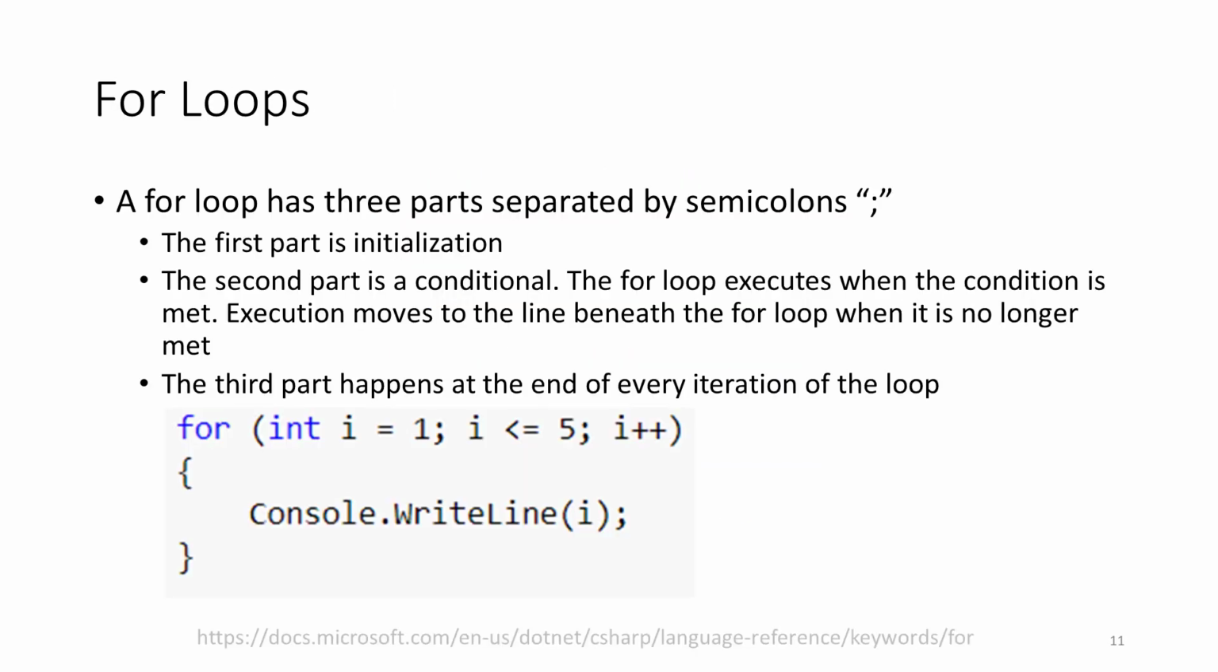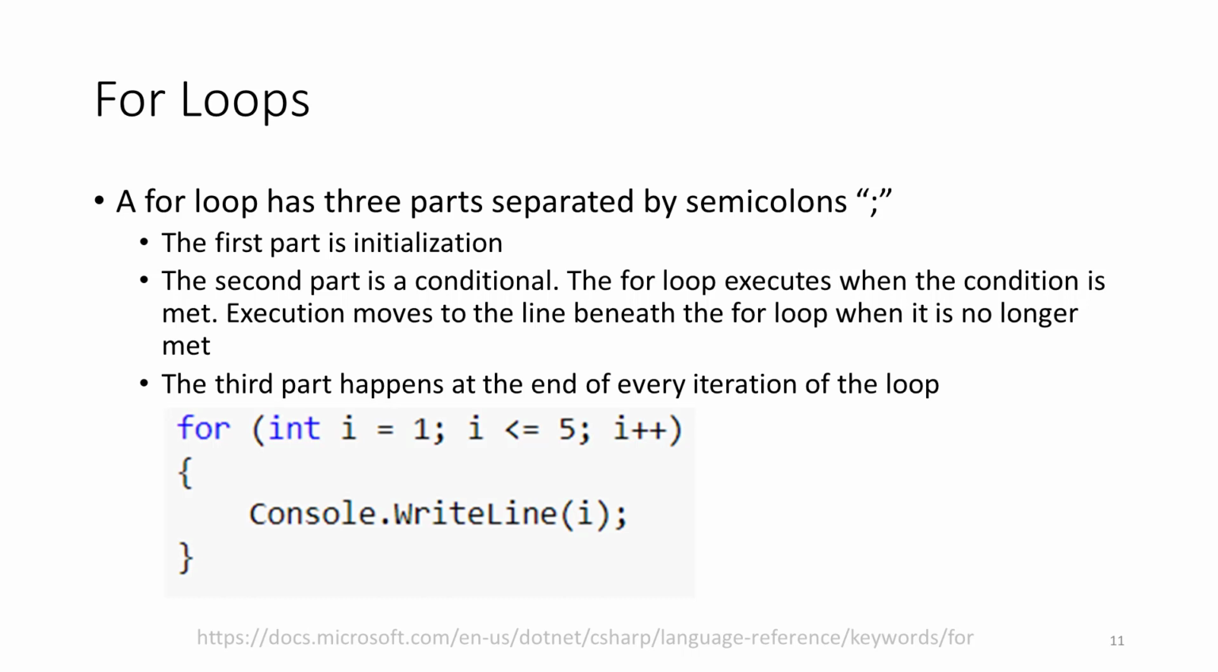Now we are going to talk about for loops. For loops are one of the ways you can have a block of code execute multiple times. A for loop has three parts separated by semicolons. The first part is initialization. In this first part, you can set up new variables for use only within the for loop's block of code. In the example below, we initialize a new integer I to be equal to the value 1.